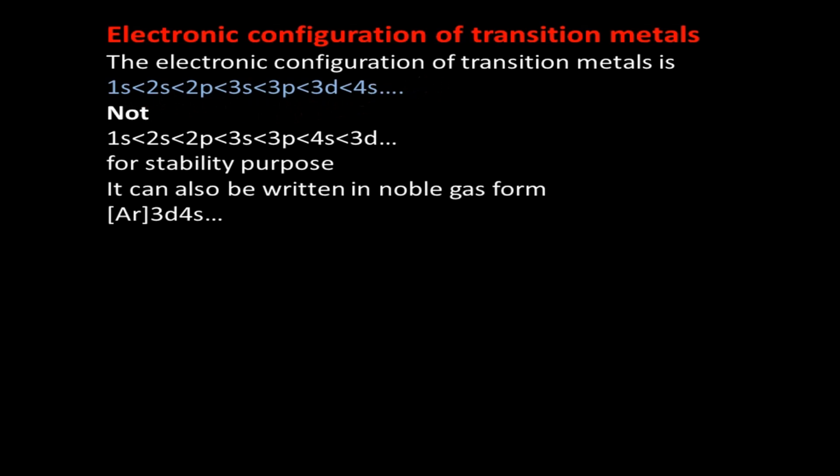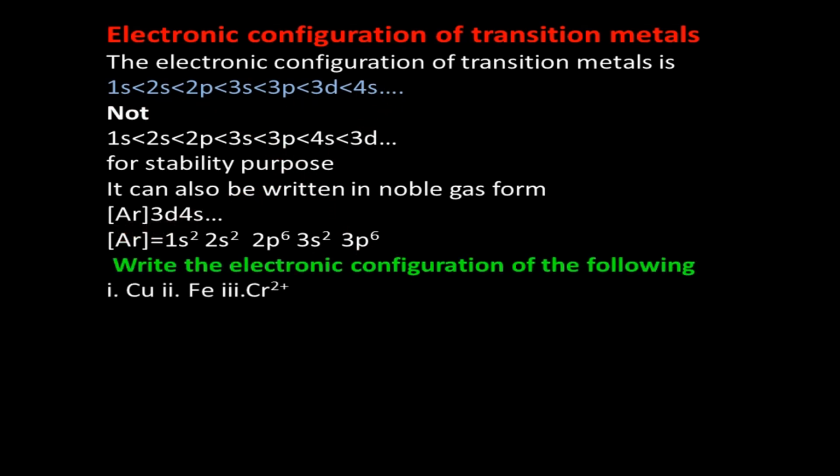The electronic configuration of transition metals can be written in noble gas form, that is argon 3d 4s. If you observe very well, argon has 18 electrons, or the atomic number of argon is 18. So filling in the electrons, it ranges from 1s to 3p. If you check our chain, from 1s to 3p, this represents argon. Then they have 3d and 4s. So that's why we write it as argon 3d 4s.